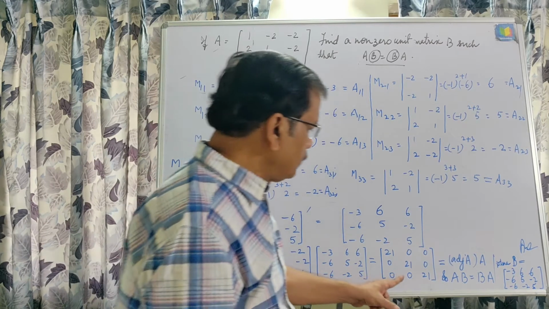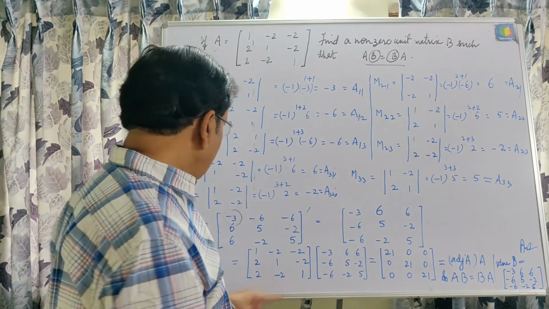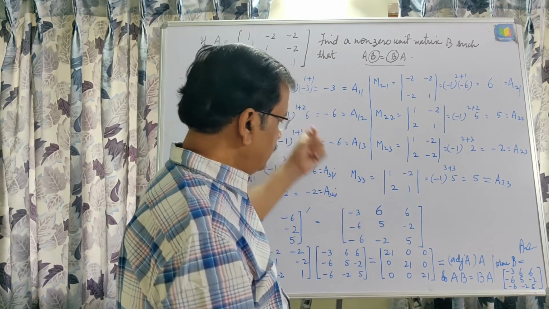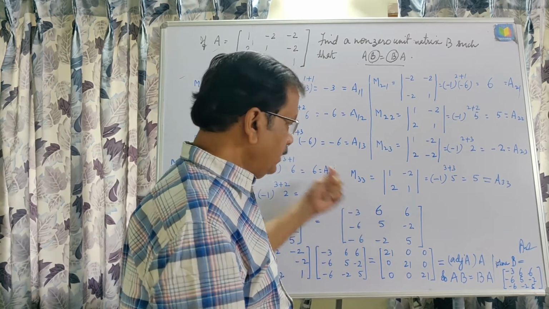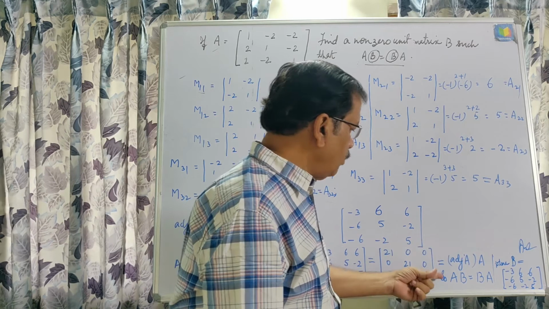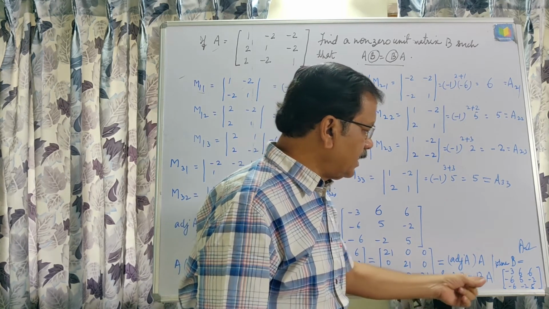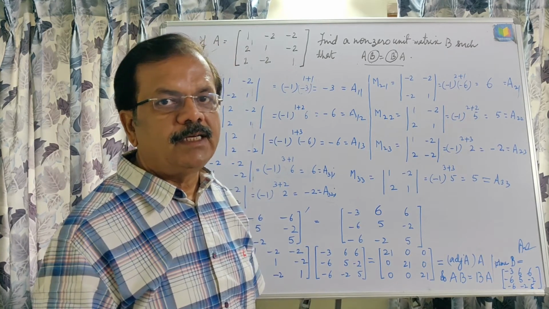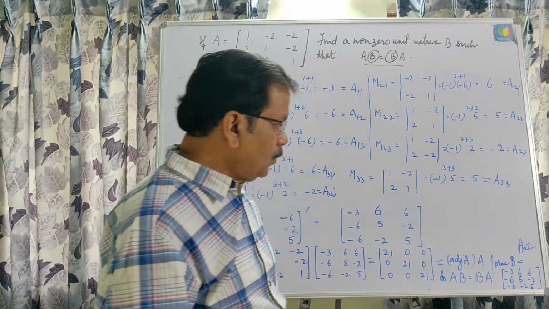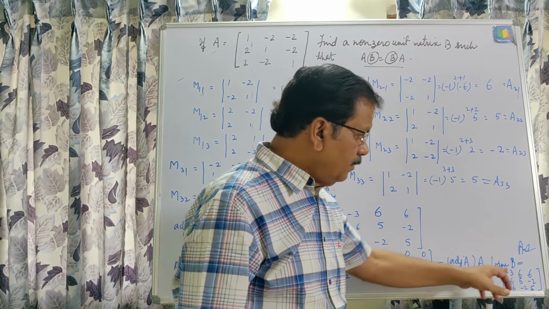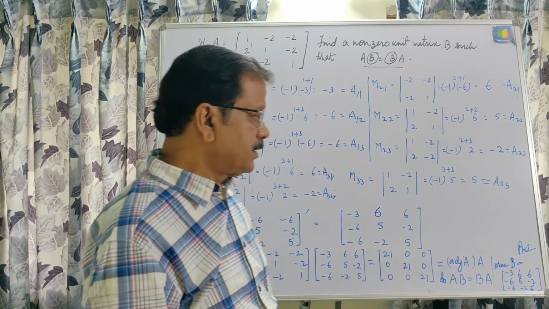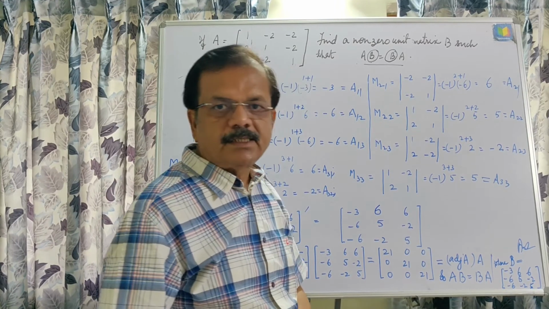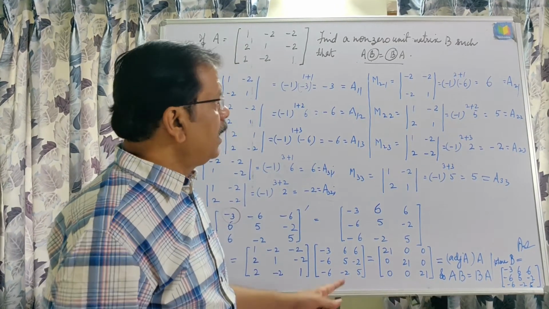This will come again if we multiply the adjoint of this by this, meaning this will be first and that will be second; we get the same value. That is why this satisfies the condition A adjoint A is equal to adjoint A times A, and so this is the value of B, which is the answer: minus 3, 6, 6; minus 6, 5, minus 2; and minus 6, minus 2, and 5.